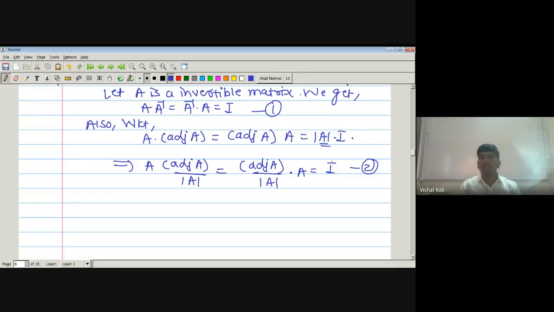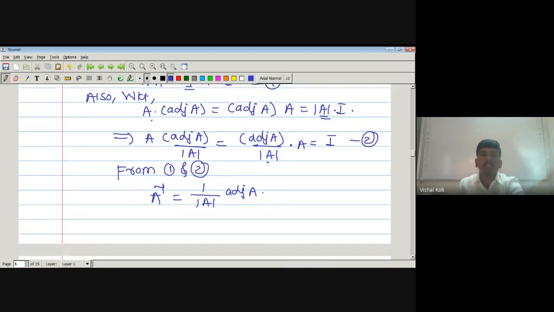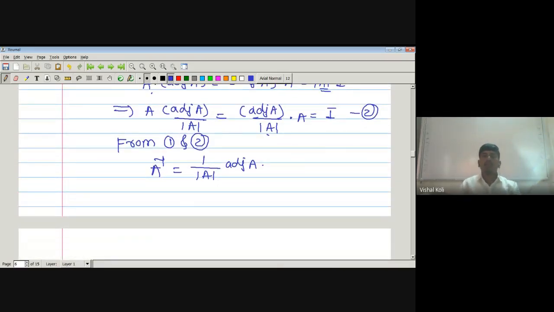Therefore, comparing equations 1 and 2, A inverse is nothing but 1 upon determinant of A into adjoint of A. Since from equations 1 and 2, A is as it is, and A inverse is nothing but adjoint of A divided by determinant of A. Therefore, from equations 1 and 2, we say that A inverse is nothing but 1 upon determinant of A into adjoint of A.